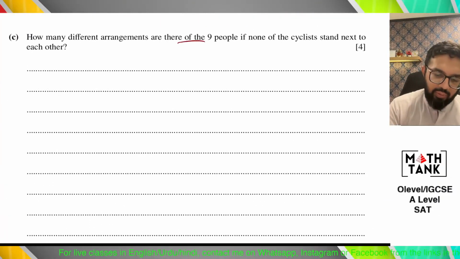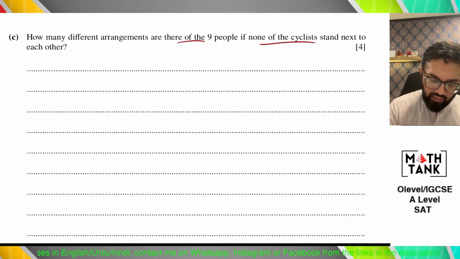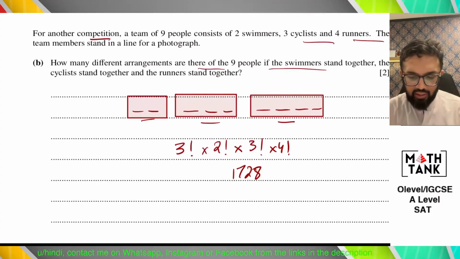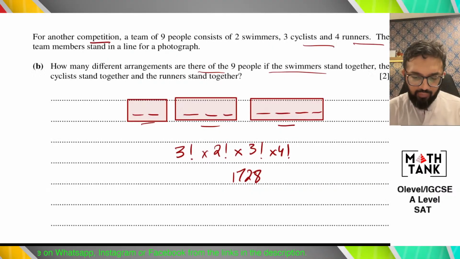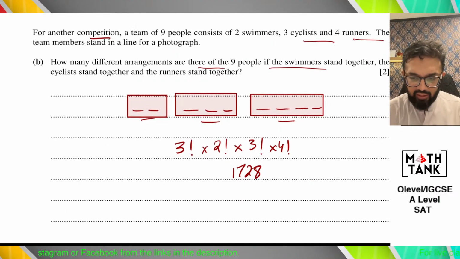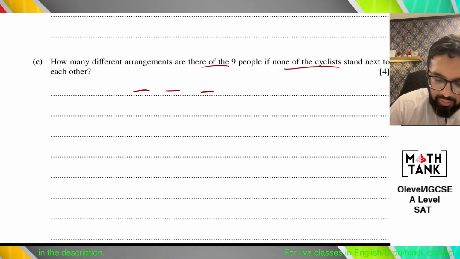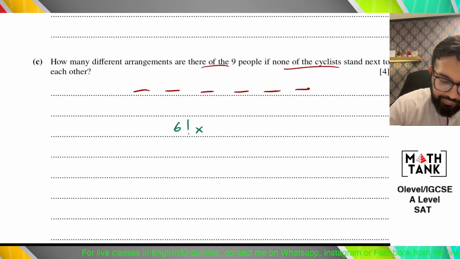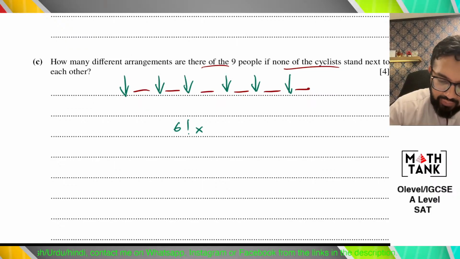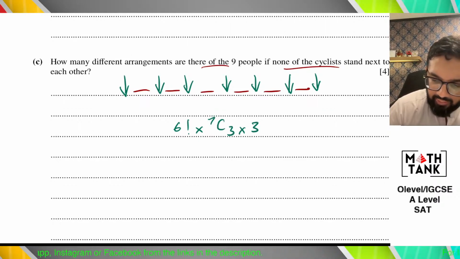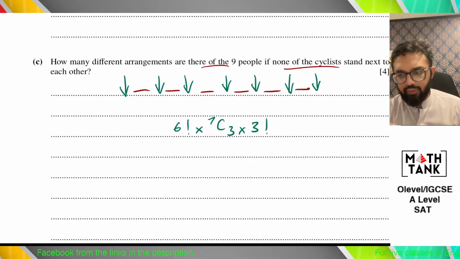Okay, that's the correct answer. How many different arrangements if none of the cyclists stand next to each other? The cyclists are the problem. There are 3 cyclists and 6 other people, so you arrange the 6 first, 6 factorial. Then there are 7 places where the cyclists could appear, and they would arrange themselves.